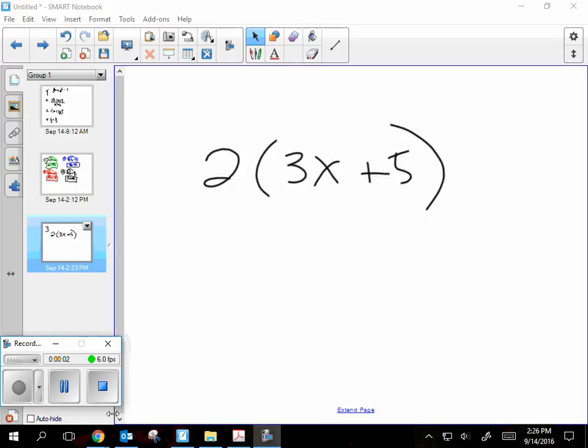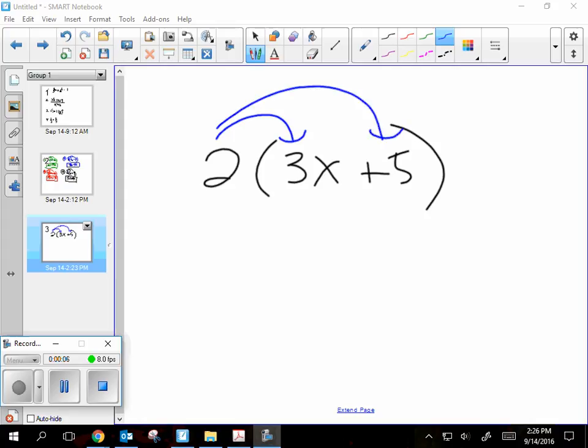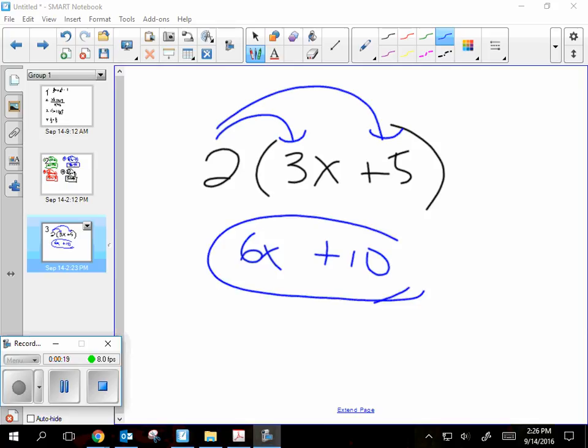Okay, so this is the distributive property. You take this and you distribute a 2 to everybody. Everybody inside the parentheses gets 1. So this would be 2 times the 3x, and it would be what? 6x. And then 2 times the 5, and that would be what? And there we go. That was distributed. That's what we did yesterday.